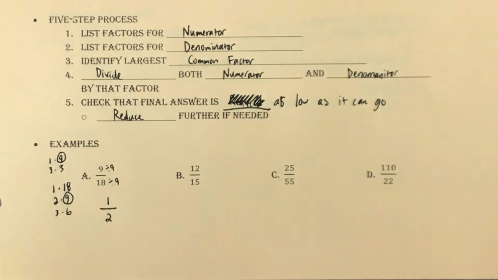All right, so let's take a look at example B. We've got 12 over 15, or 12/15.